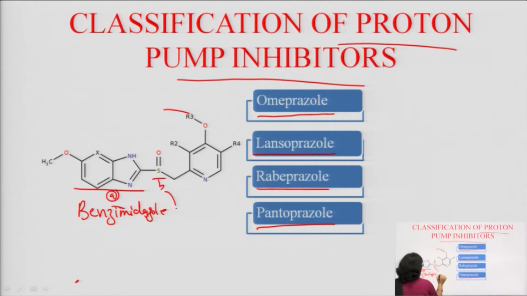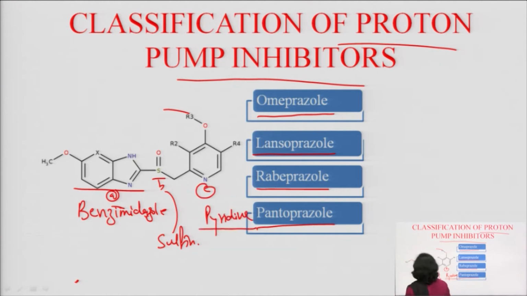B is your sulfinyl group, C is your pyridine. So, the basic nucleus of proton pump inhibitors contains benzimidazole, sulfinyl group and pyridine group. So, all proton pump inhibitors must contain benzimidazole in their nucleus.